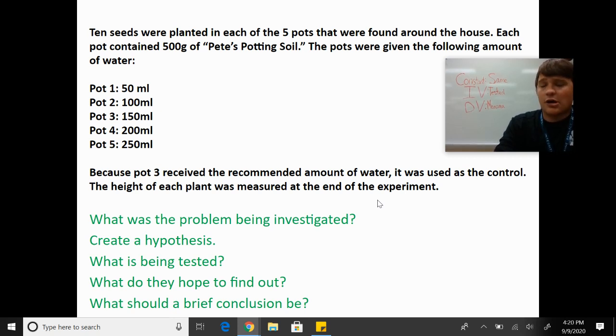Now, the problem really is, if we're looking at it, how does the amount of water affect the height of the plant? Those are the two things. We're looking at what we're testing, and then we're going to measure it. So we're testing the amount of water, and we're going to measure the height of the plants.